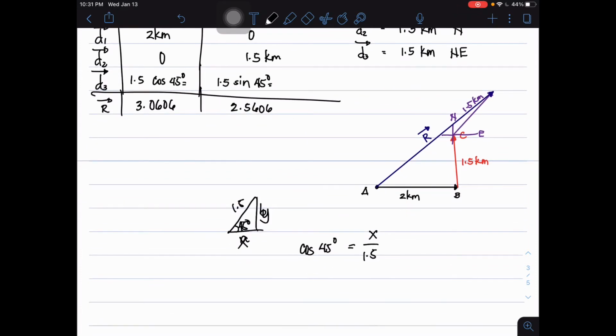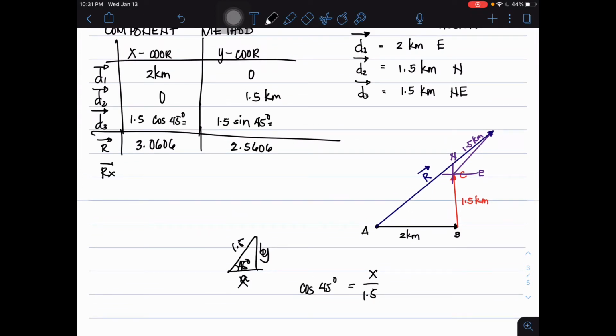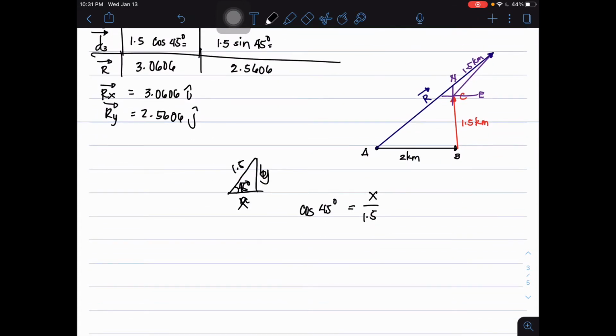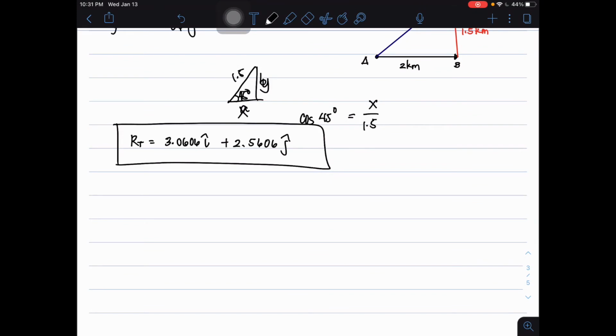Okay, so we already have the x coordinate and the y coordinate. Rx is equal to 3.0606 I hat, Ry 2.5606 J hat. So you could write it as 3.0606 I hat plus 2.5606 J hat. That's already an answer. Now, if you want to put it in a rectangular or in a polar form, that's fine. So what will you do?